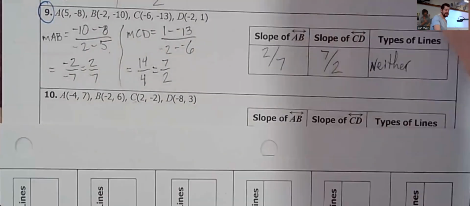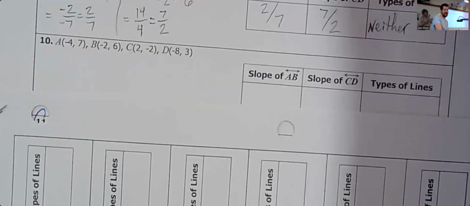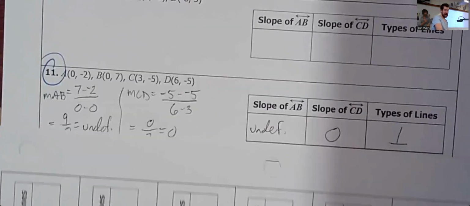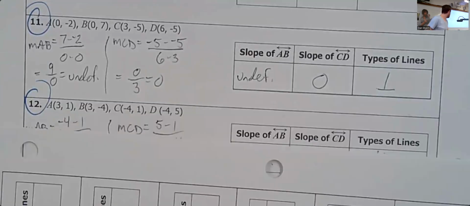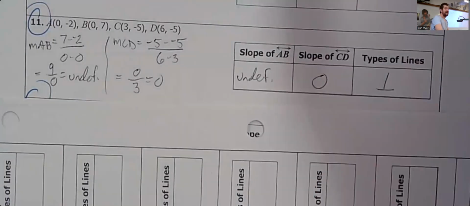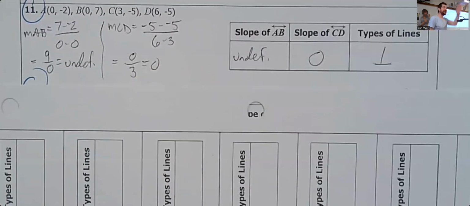All right, so let's see. Serenity, I think you're answering number 11 for me, yeah? What'd you get? Yeah. So 9/0 would be undefined. 0/3 would be 0. Undefined would be a vertical line. 0 would be a horizontal line. A vertical line and a horizontal line would be perpendicular to one another. That's number 11, perpendicular. How about number 12?